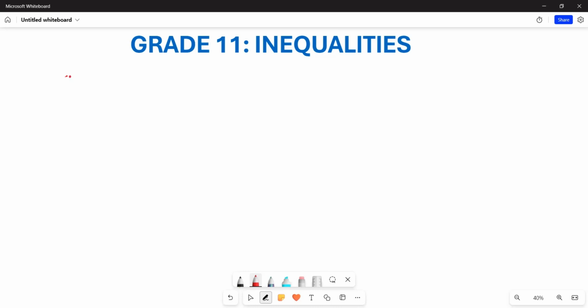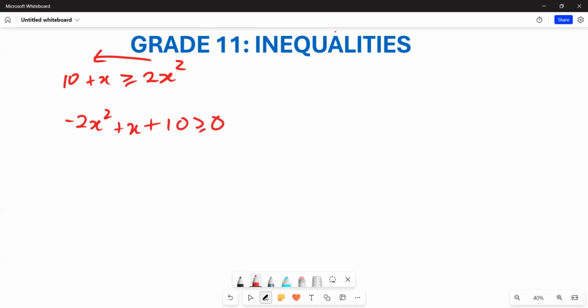Let's say this is 10 plus x, and this is greater or equals to 2x squared, right? Now, what is it that you're going to do here? Let's say you want to write this in standard form. Then you take this 2x squared to this side. This is going to be the same as negative 2x squared plus x plus 10 is greater, or rather, it's going to be greater or equals to 0, right?